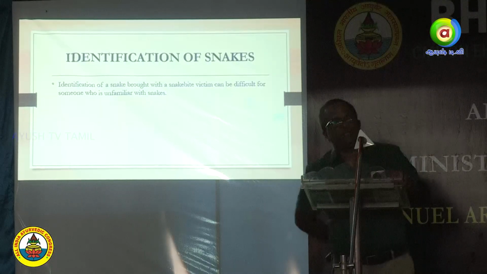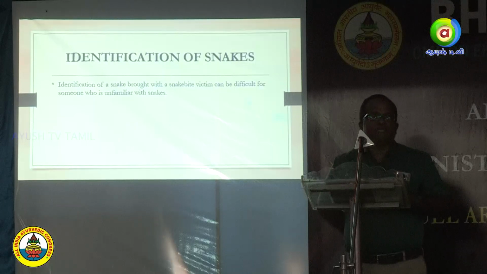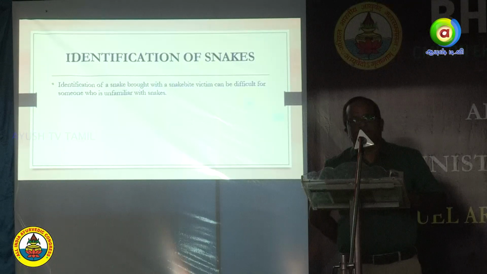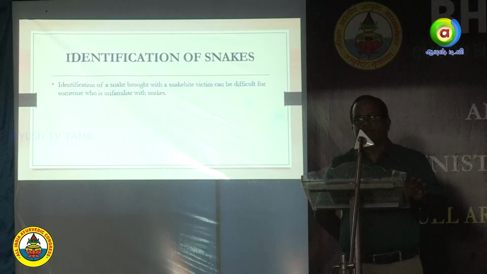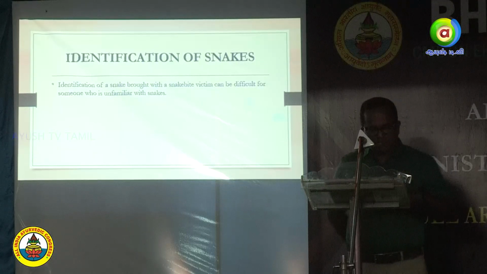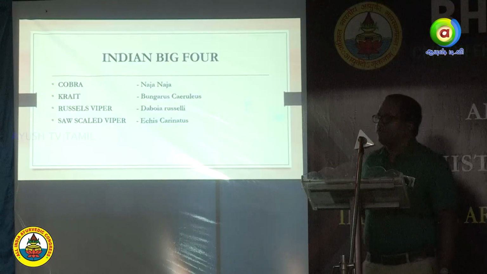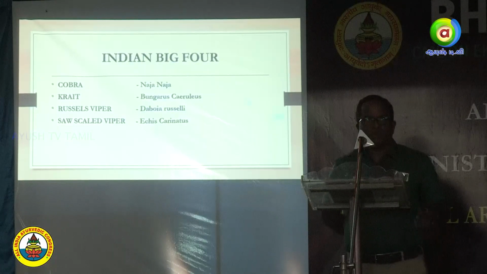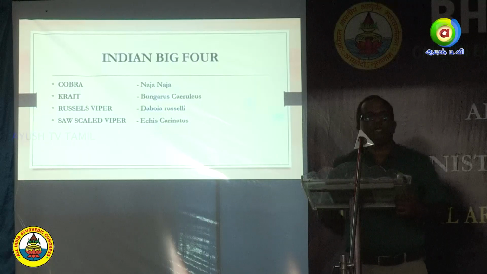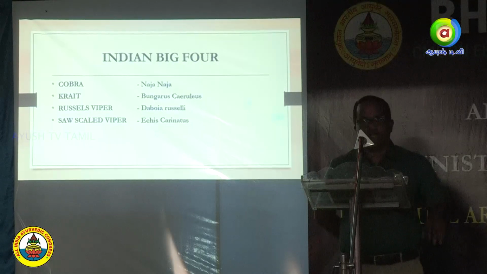Now moving to the heart of the presentation, identification of snake, which is very, very important. Better you identify it, otherwise you say, I don't know. That is a better way. Okay, so these are all the big 4 snakes in India. Next. The first one is cobra, second one is krait, third one is Russell's viper, and the fourth one is saw-scaled viper. These are all the big 4 snakes in India.